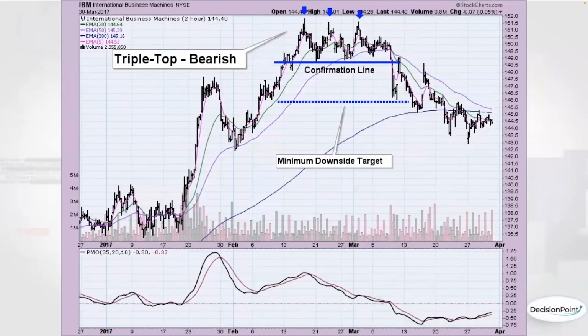The triple top, it looks a lot like a double top. I find that I see double tops far more than I see triple tops or triple bottoms, but it's the same idea. Instead of the double top where you get the breakdown here, a triple top is we just tried one more time to get the breakout and failed, came back down.